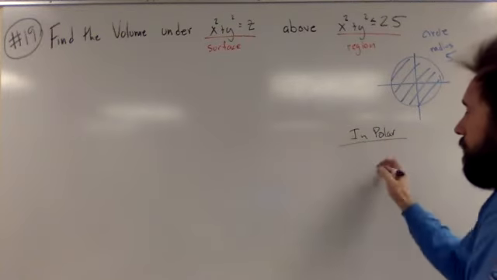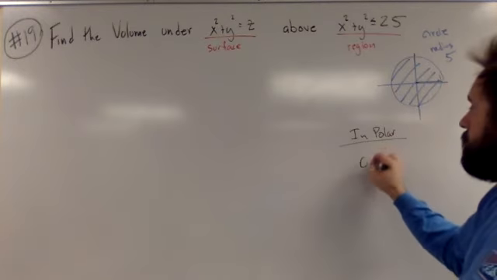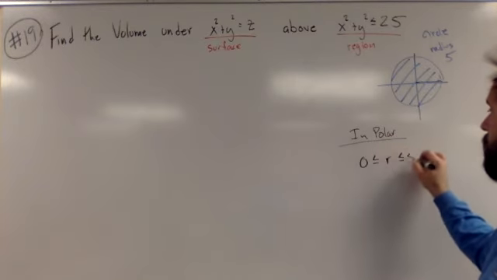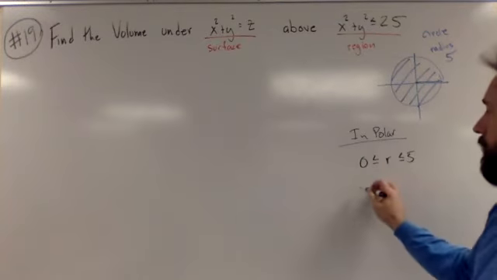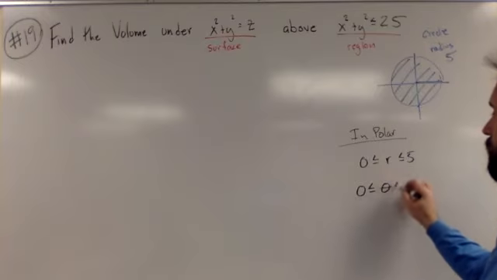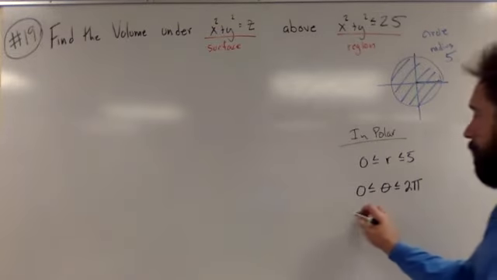So in polar, I can write this as, well, my radius is going to go from 0 to 5. And then that's going to go all the way around the unit circle. So my theta is going to go from 0 to 2 pi. So this is what we call a polar rectangle.